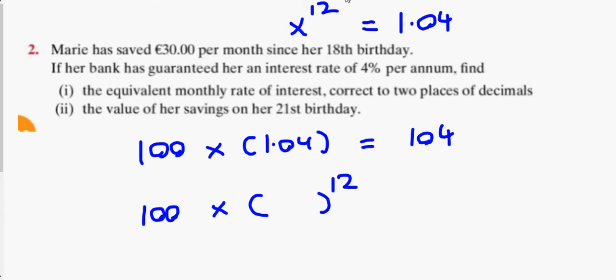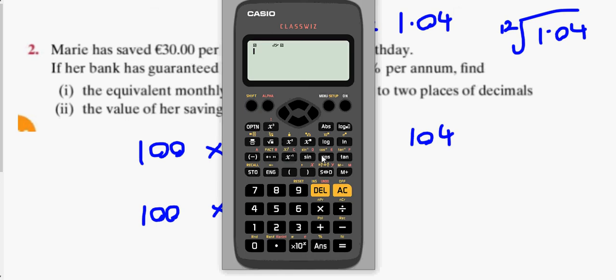Then what do I do with 1.04? How do you get rid of the 12 on that side? The power of 1/12, or the 12th root of 1.04. You go to your calculator and you do the 12th root of 1.04 and you get this number here with all those decimals. See all those decimals? Okay.